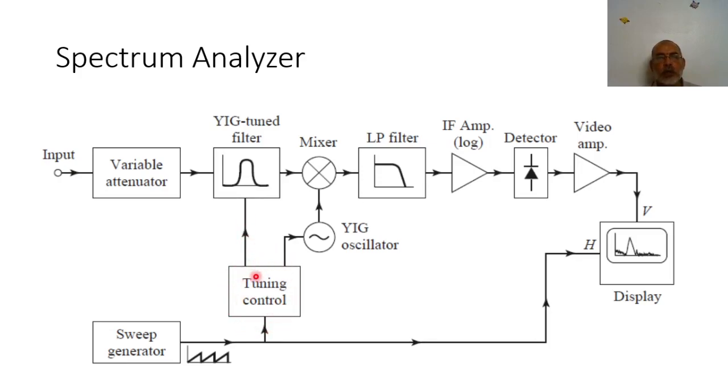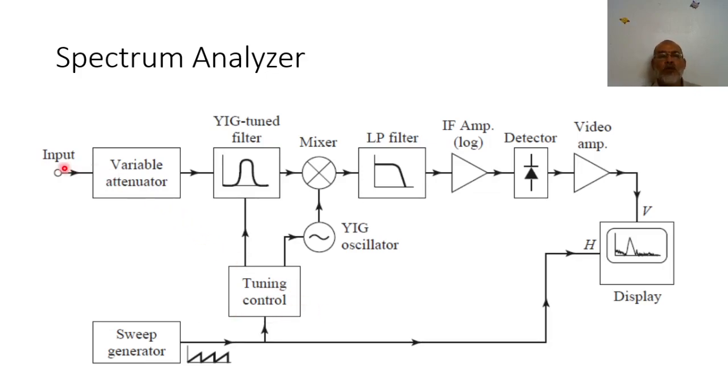This tuning control circuit controls two things: the input band pass filter, and the voltage controlled oscillator inside the spectrum analyzer. And this tuning control circuit is fed by a sawtooth generator, such that by increasing the voltage of this sawtooth, we are going to increase the voltage of the voltage controlled oscillator here, and we are increasing the center frequency of the band pass filter, the YIG filter. So by this sawtooth, we are actually shifting the frequency from low frequency to high frequency.